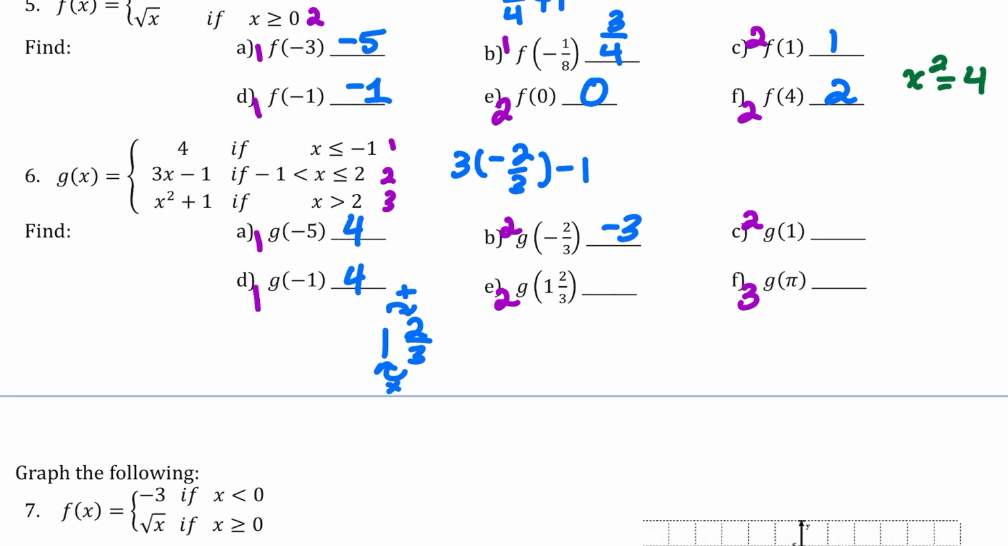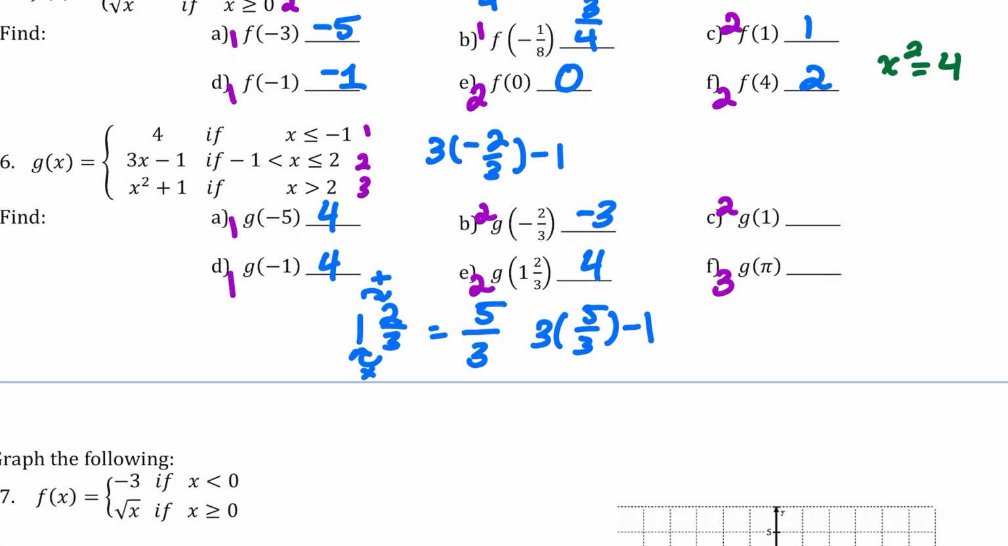Because what you do is you multiply the denominator by the whole number and add it to the numerator. So you have an x and a t, so tx. So 3 times 1 is 3 plus 2 is 5. So 1 and 2/3 is the same thing as 5/3. So if we plug in 5/3 into this equation, you end up getting 3 times 5/3, which is 5, minus 1, which is 4. Just a lot easier to deal with improper fractions than mixed.